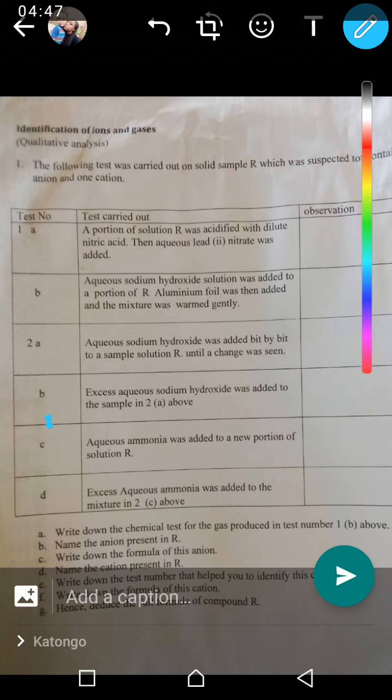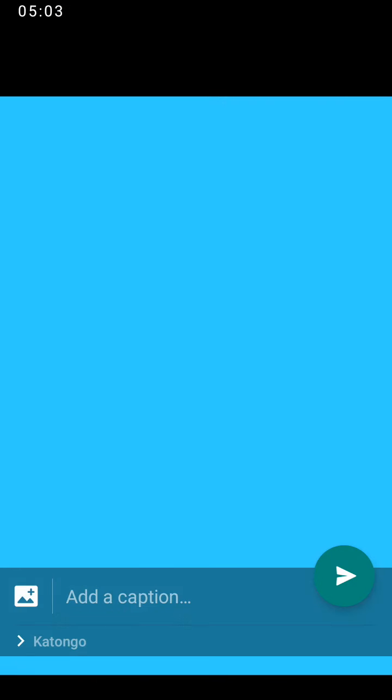You see? Excess sodium hydroxide was added to the sample in 2. Have you seen here? They're saying sample in 2A. It means that test tube, the one that you used in 2A, you come back to it. 2A, this one, the test tube that you had used. Okay, I hope I've given you an idea.